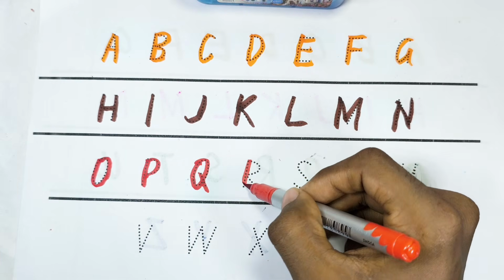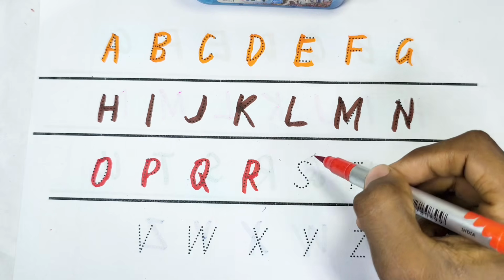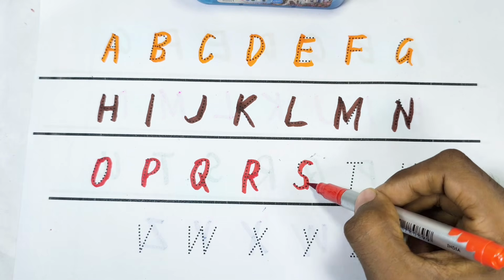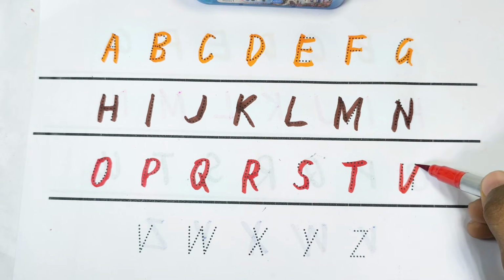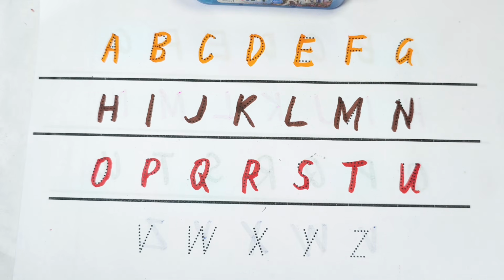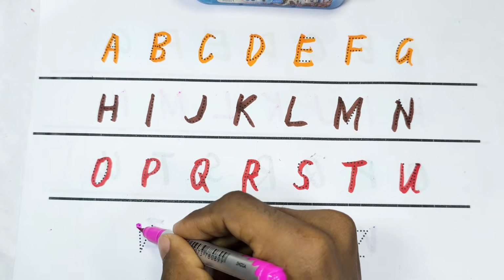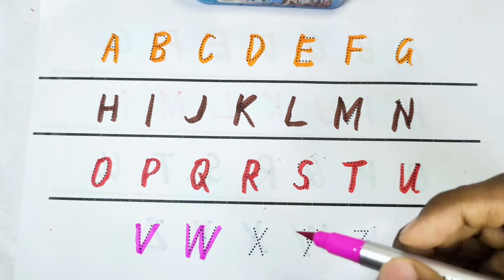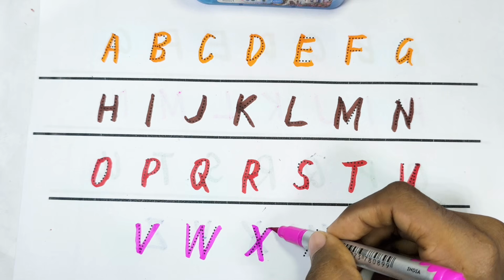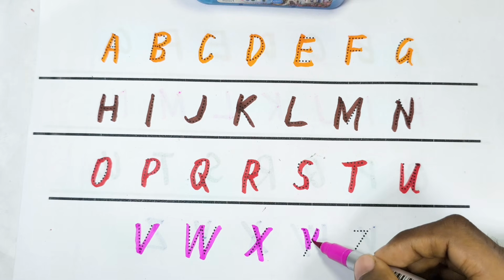Q for queen. R for rose. S for sun. T for teacher. U for umbrella. Now you draw V. V for van. W for whale. X for xylophone.